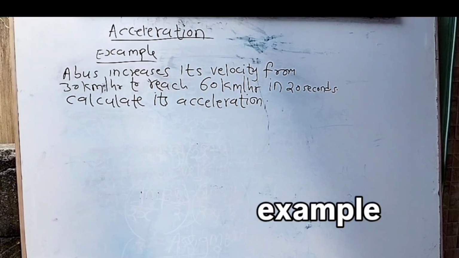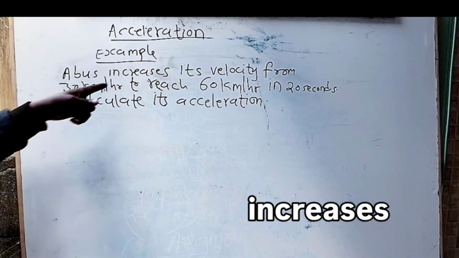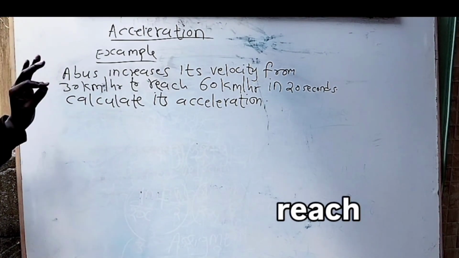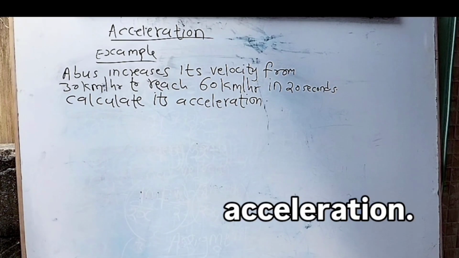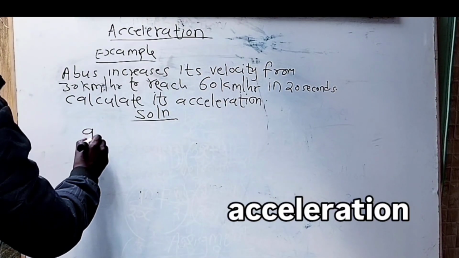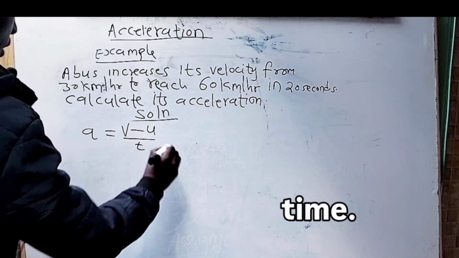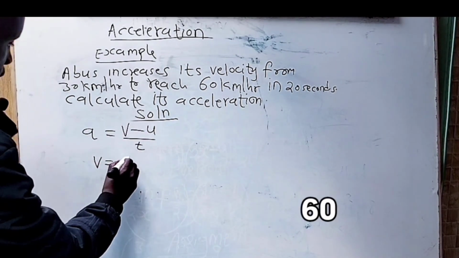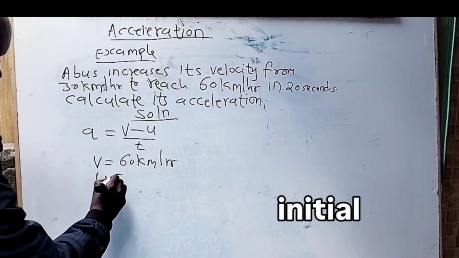Now we have an example of acceleration. A bus increases its velocity from 30 kilometers per hour to reach 60 kilometers per hour in 20 seconds. Calculate its acceleration. It is simple to solve this. We said acceleration is equal to final velocity minus initial velocity divided by time. What is our final velocity? It is 60 kilometers per hour.